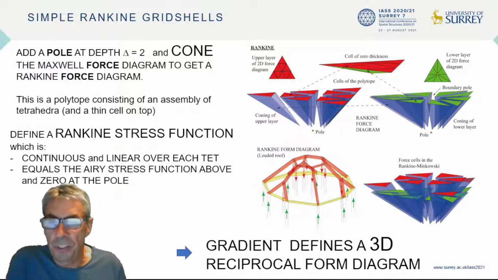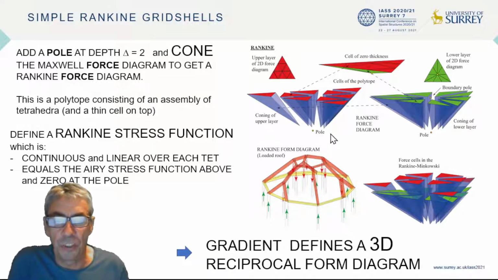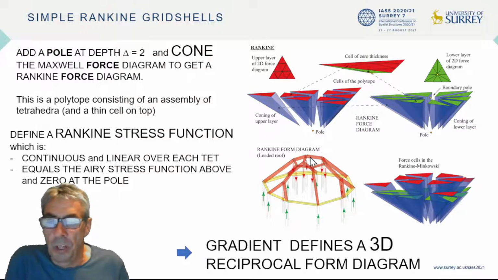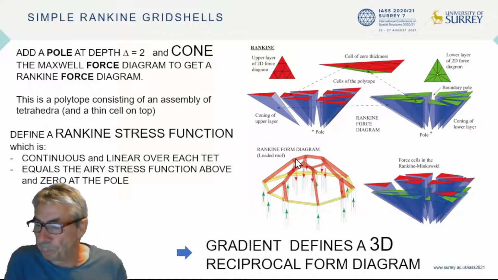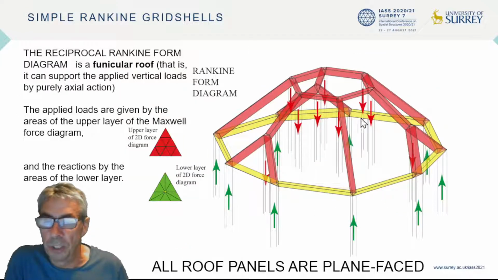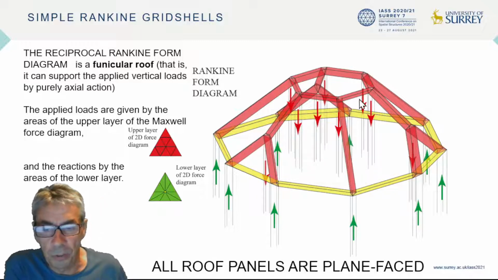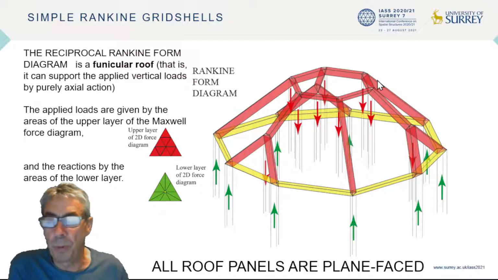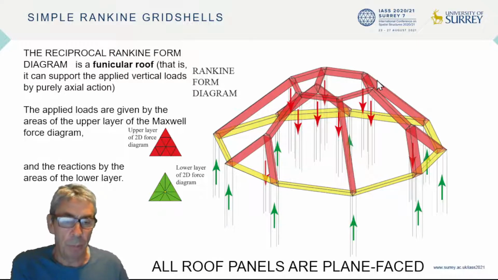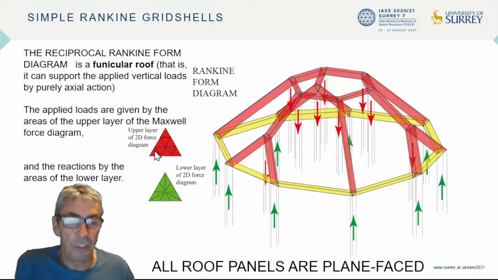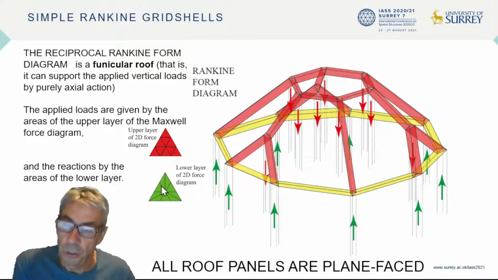Now take the gradient of the Rankine stress function across each tetrahedron, and analogous to the area case, each such gradient defines the coordinates of a node in the 3D form diagram. There is our 3D form diagram, our roof. I've thickened the bars using Rankine-Minkowski to make it easier to visualise. Here it is in more detail. And it is not just a roof form, it is a loaded funicular roof which can carry the applied loads by purely axial action. The applied loads are the areas of the red triangles in the original tessellation, and the green triangles correspond to the support reactions.